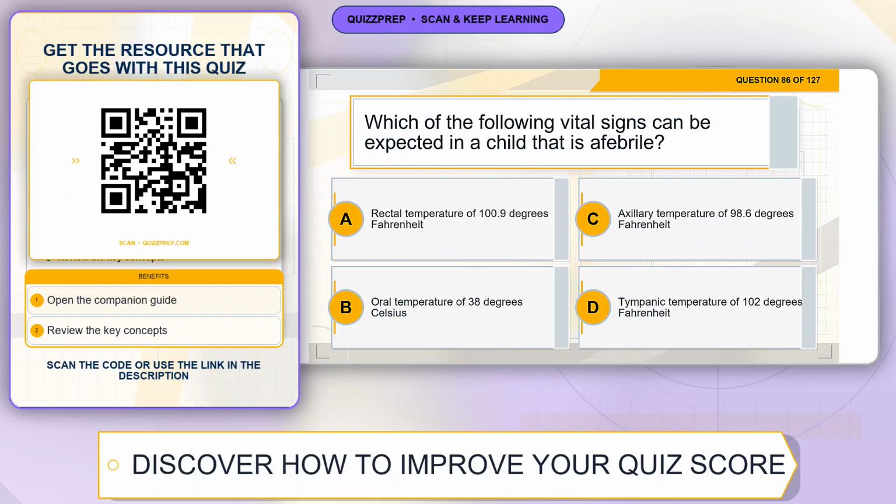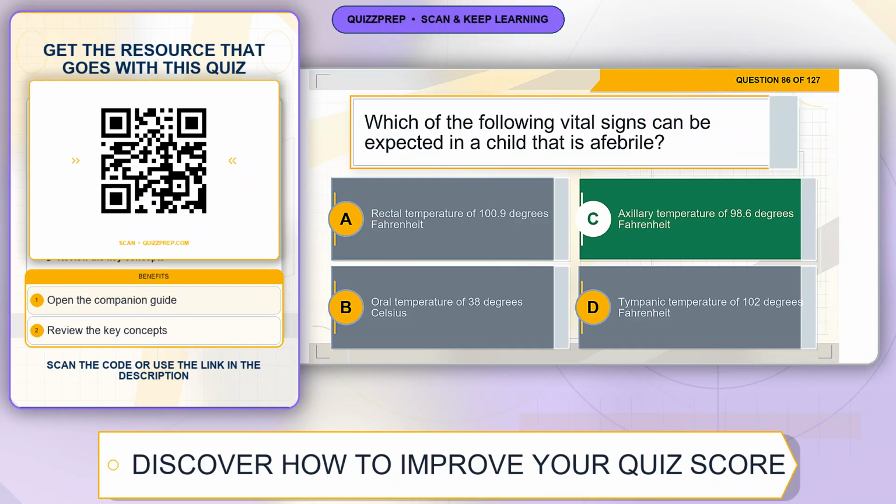Question 86. Which of the following vital signs can be expected in a child that is afebrile? Option A, rectal temperature of 100.9 degrees Fahrenheit. Option B, oral temperature of 38 degrees Celsius. Option C, axillary temperature of 98.6 degrees Fahrenheit. Option D, tympanic temperature of 102 degrees Fahrenheit. The correct answer is option C, axillary temperature of 98.6 degrees Fahrenheit.